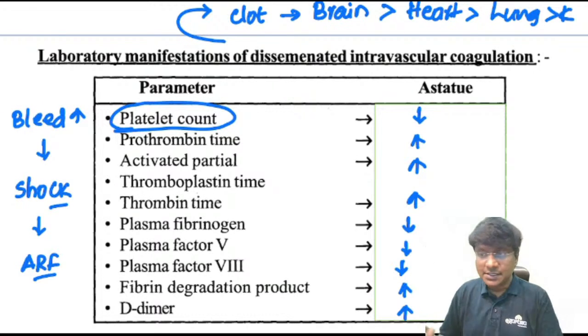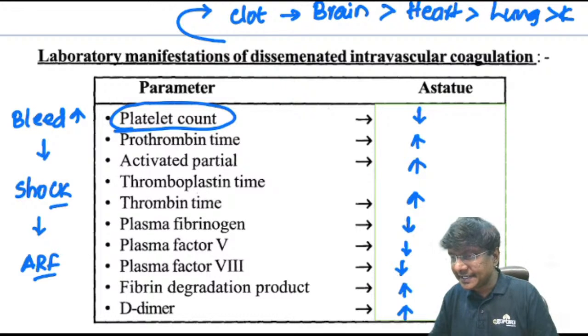Right. Then, regarding anemia, I will be taking a separate session. So there I will discuss the questions related to anemia.